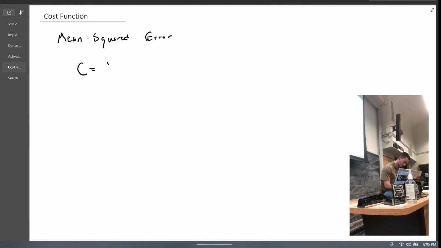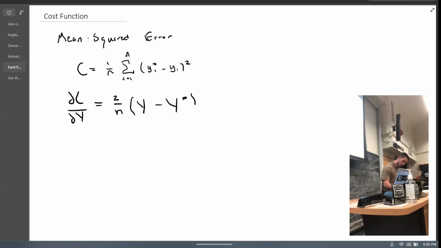And this is just defined as the average of the squared differences between our expected or desired output and our actual output. And using this, we want to find, okay, what's the derivative with respect to our output? Again, I'll save you the headache. It looks like this, where big Y without the star is our actual output and big Y star is our desired output.